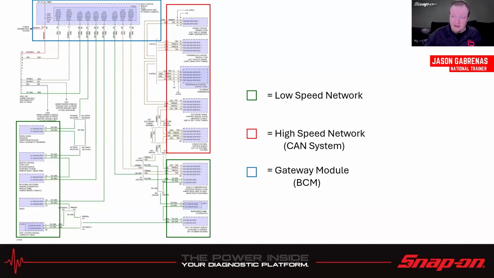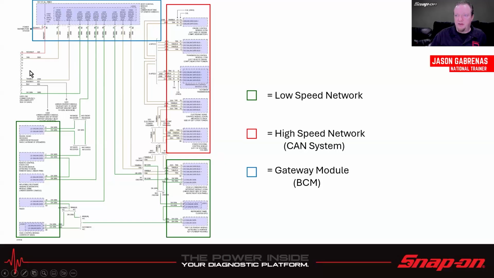Now, in this case, I think it was an Impala that we were working on. And they were having a communication issue with the vehicle. They couldn't communicate with anything on the high-speed bus. They were, however, able to test other modules with the scan tool, and everything on the low-speed bus was able to be communicated with. So it did a little bit of digging.